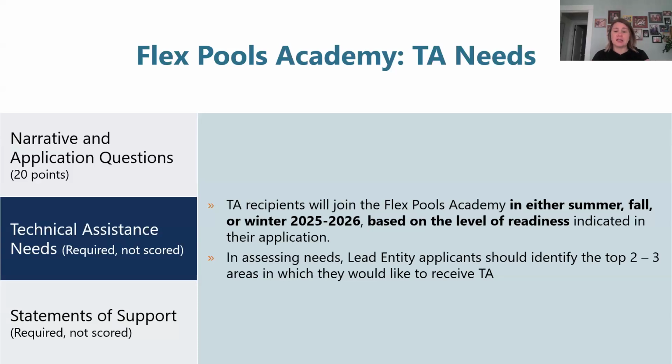So we also want to know about your TA needs. We'll ask you to identify your top 2 or 3 areas where you know you'll need support. Don't stress. It's not like you list those top 2 or 3 and we're not going to talk to you about anything else. That's just to help us with some of our planning across the cohort.